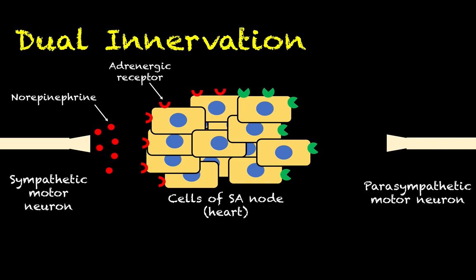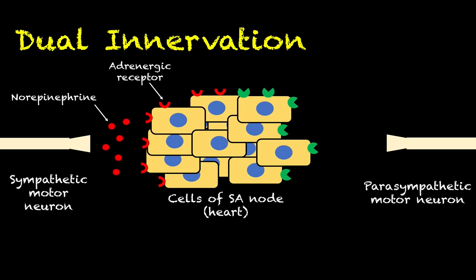Okay, so let's say that the sympathetic division gets activated. This is going to cause release of a neurotransmitter called norepinephrine. Norepinephrine binds to receptors called adrenergic receptors, and what you see here is that every cell in the SA node possesses these adrenergic receptors. That is going to make these cells targets of norepinephrine and targets of the sympathetic division.